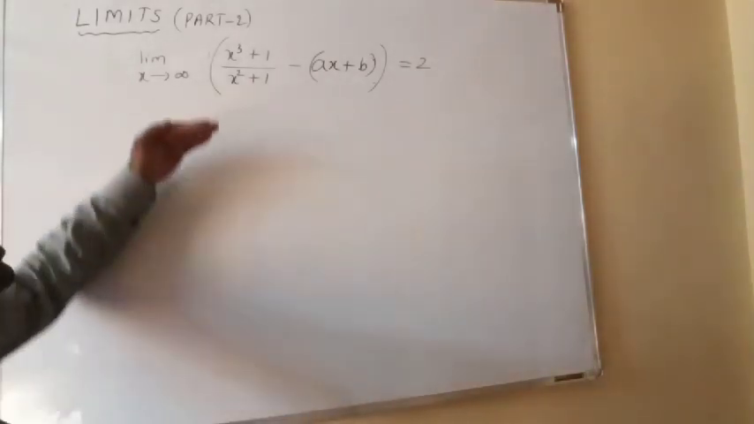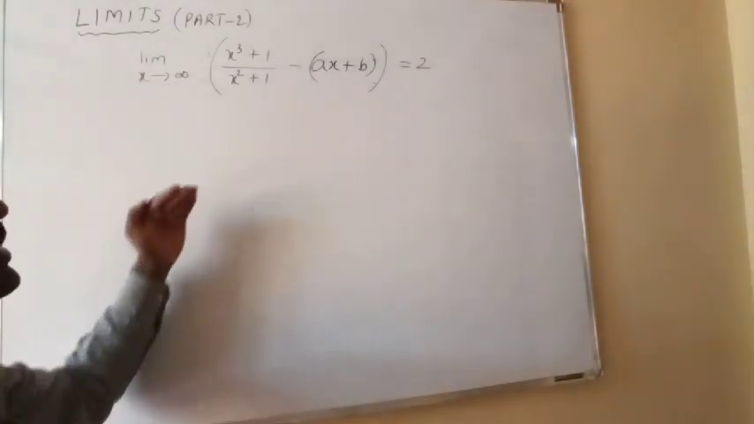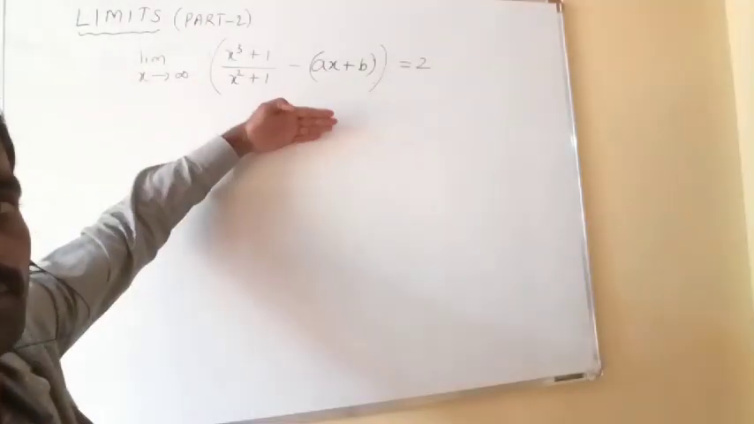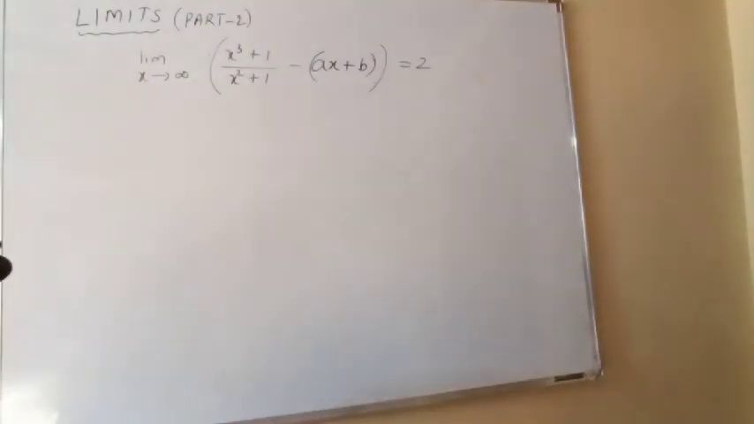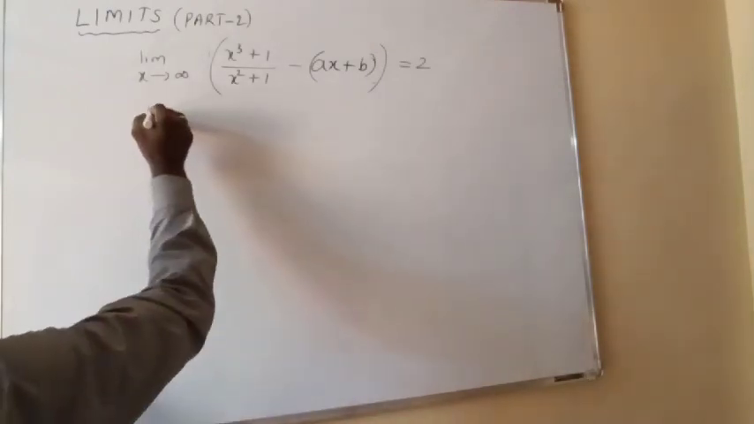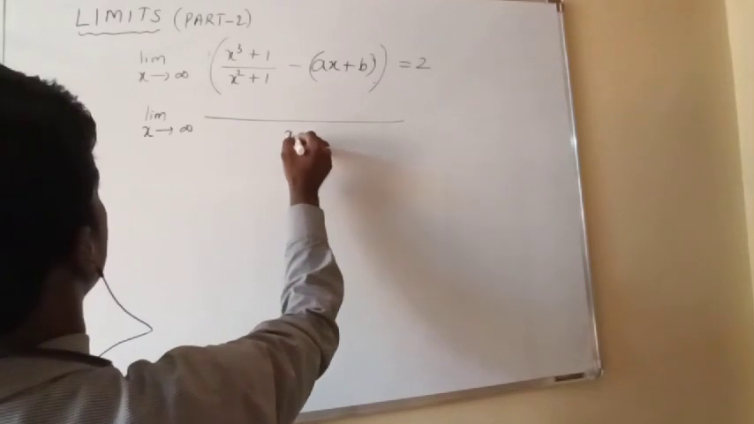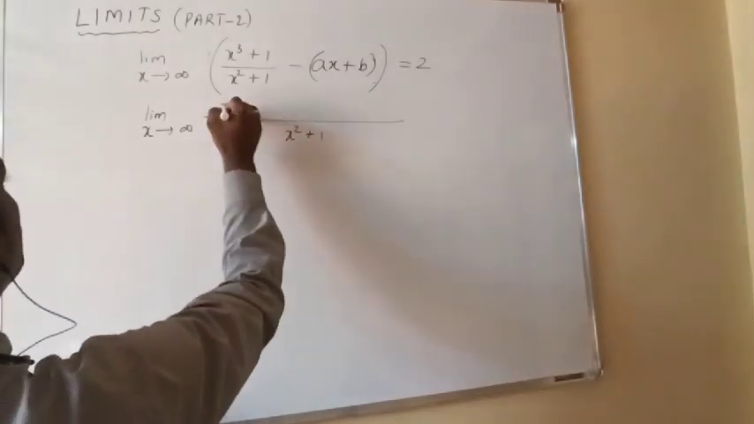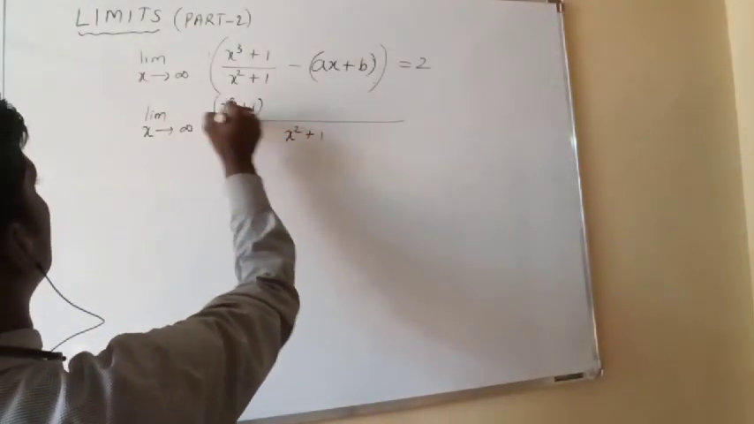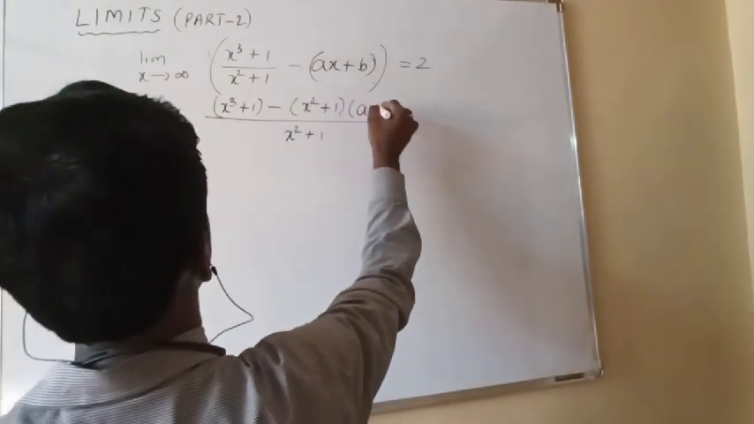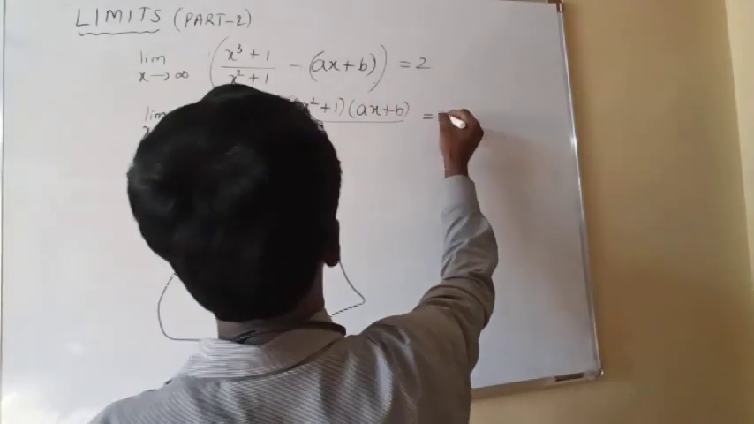So first you simplify this. Take LCM, make it a rational function. That means the numerator is some polynomial and the denominator is some polynomial. So limit as x extends to infinity. If you take x square plus 1 as LCM, what do you get? Numerator x cube plus 1 minus (x square plus 1) into (ax plus b), is equal to 2.